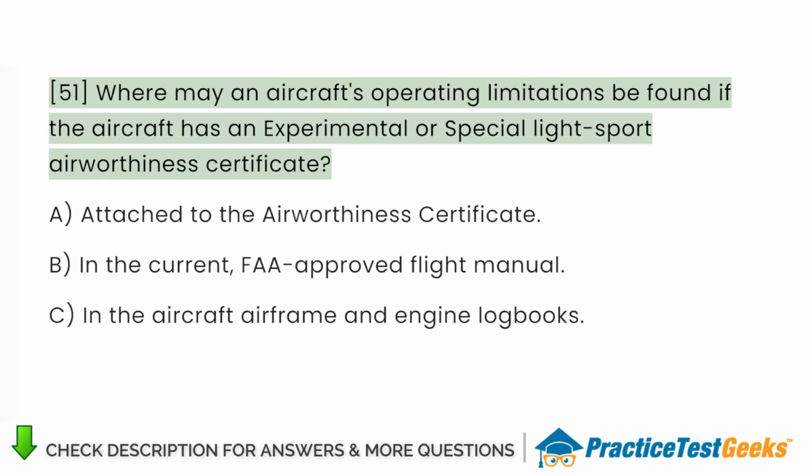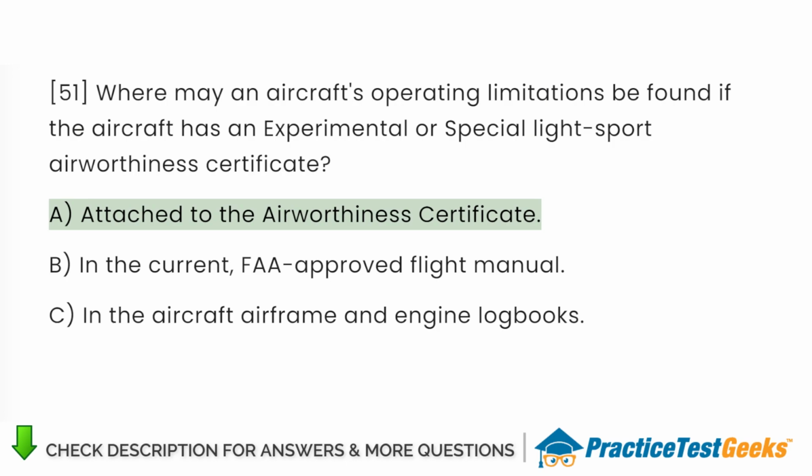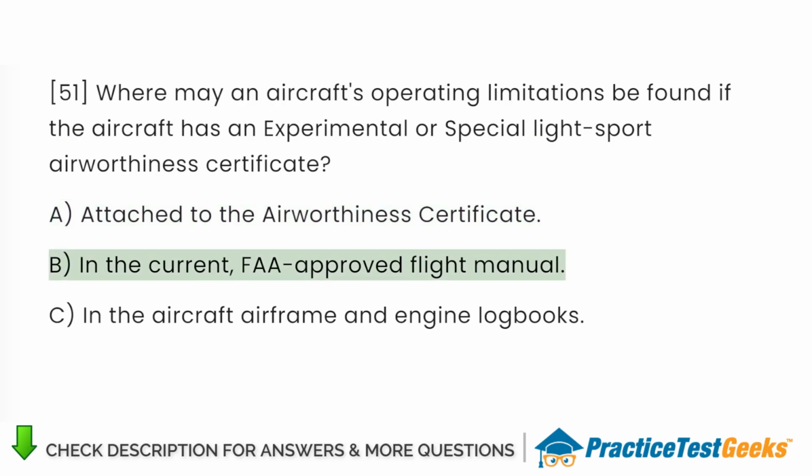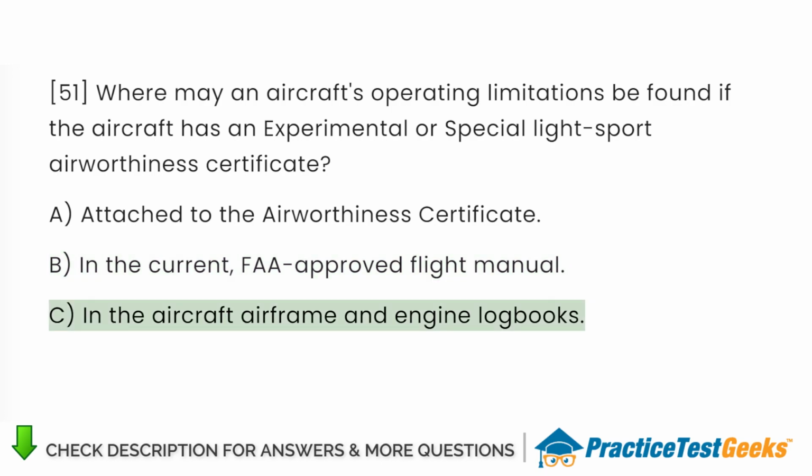Where may an aircraft's operating limitations be found if the aircraft has an experimental or special light sport airworthiness certificate? A. Attached to the airworthiness certificate. B. In the current, FAA-approved flight manual. C. In the aircraft airframe and engine logbooks.